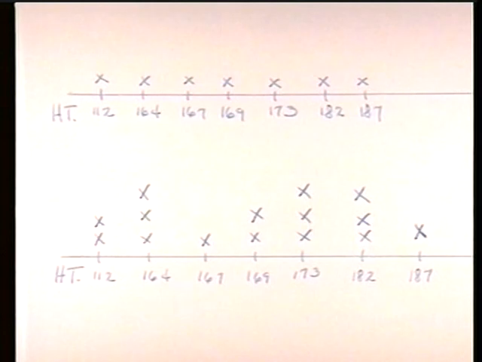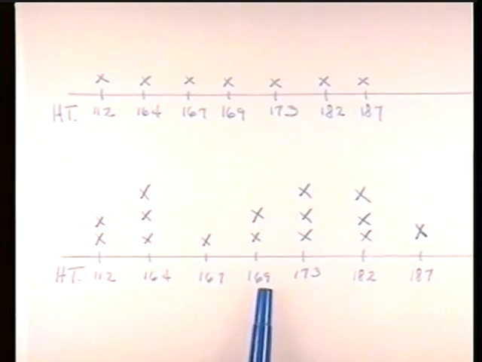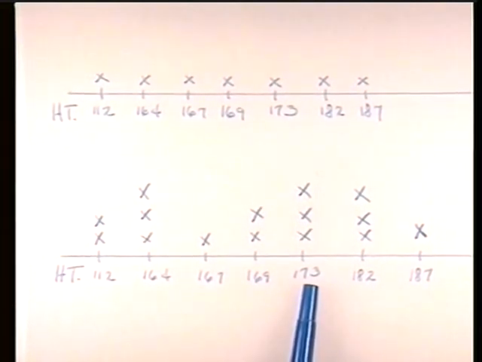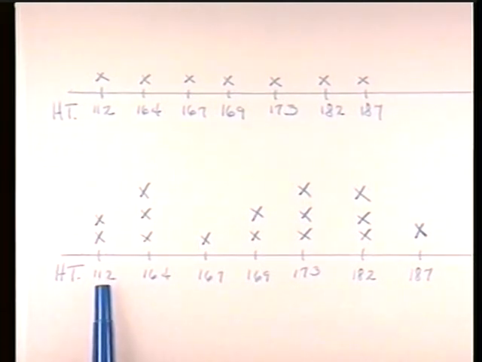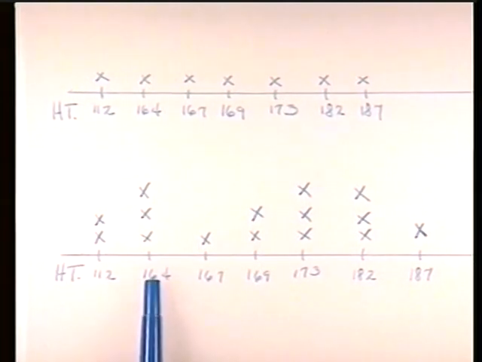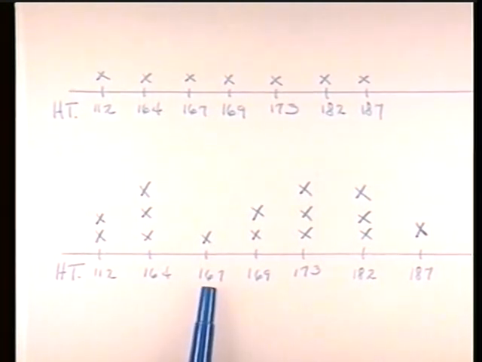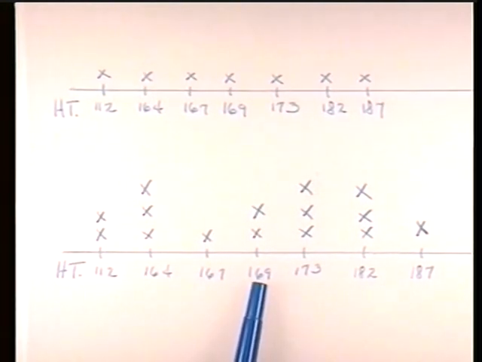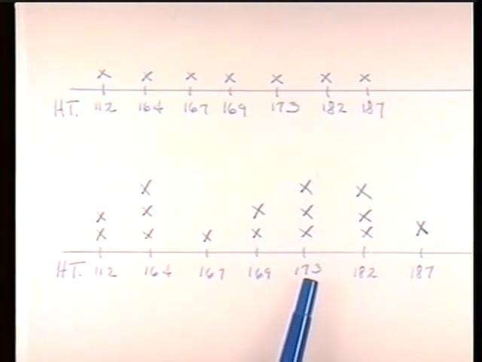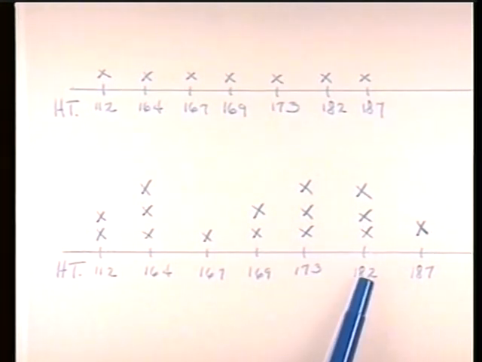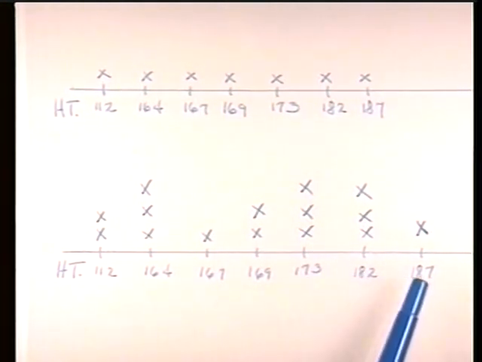If you'll notice at the bottom, I have taken the liberty of creating what might be an actual line plot, having a frequency of 2 for 112 centimeters, 3 at 164, 1 at 167, 2 at 169, 3 at 173, 3 at 182, and 1 at 187.